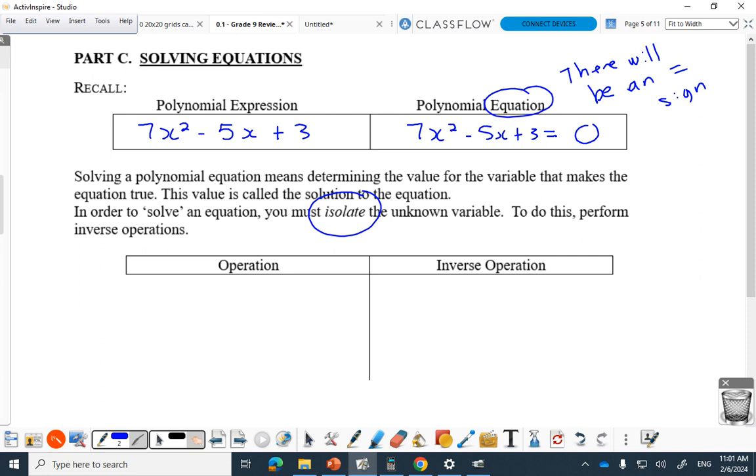What are inverse operations? What's the inverse operation to adding? How do we undo adding? Subtract. How do we undo subtracting? Adding. Important note about inverse operations. When you find the inverse of an operation, the inverse goes back to the original operation. You know, you can go back and forth like that. How about multiplying? What's the inverse of multiplying? Dividing. And so that means the inverse of dividing is multiplying. Those are all the functions you have at this point.